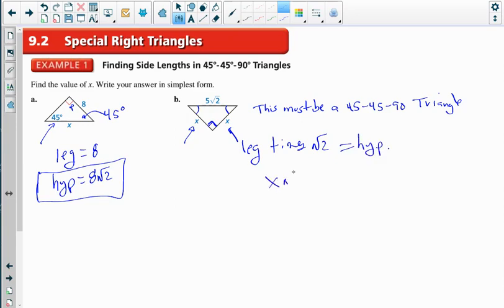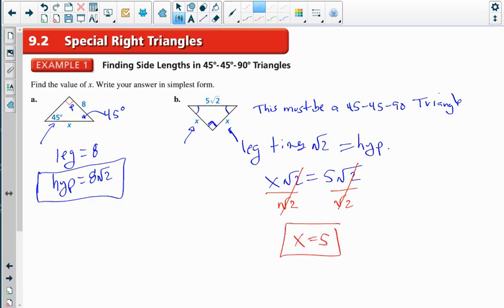Well, we have x times square root of 2 is equal to the hypotenuse, which is 5 square root of 2. If we divide both sides of this equation by square root of 2, we see that the root 2's cancel, and we can say that x is equal to 5. So we're able to use this in both directions. Either if we know the leg, we can find the hypotenuse, or if we know the hypotenuse, we can divide by root 2 to find the leg.